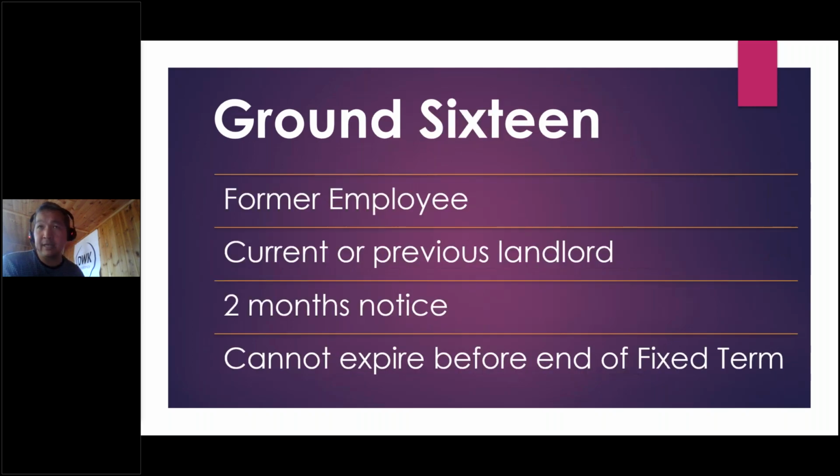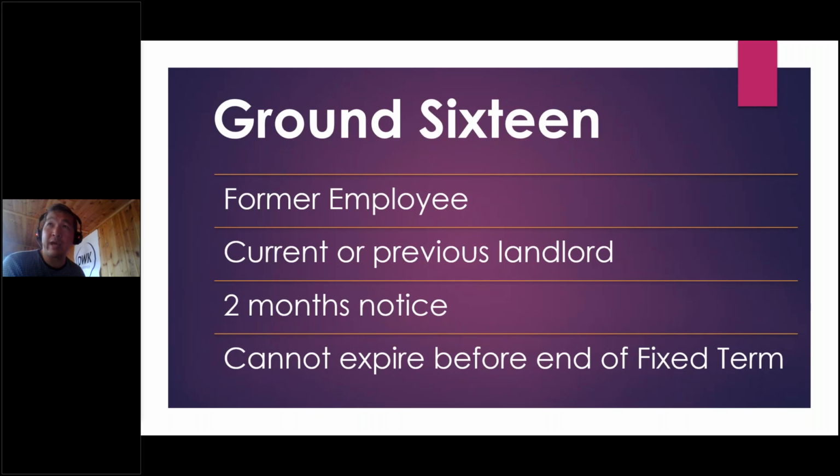Ground 16 is a former employee. So if you gave a tenant an assured shorthold because it was tied to their work or whatever it's going to be, then potentially you could seek possession under ground 16. You can't use it during the fixed term, it can't expire before the end of the fixed term. And you've got to again prove that that's the reason why you were seeking possession. It's not going to be that common, but potentially when you're losing the use of section 21, it might be the odd occasion that you may need to use it.